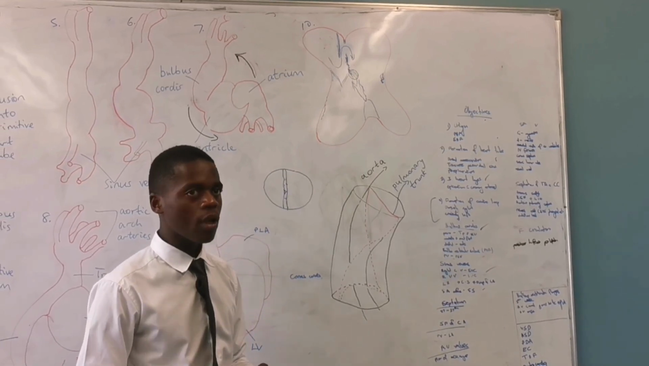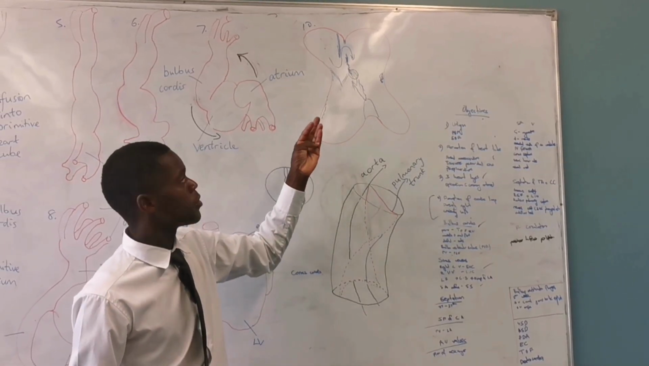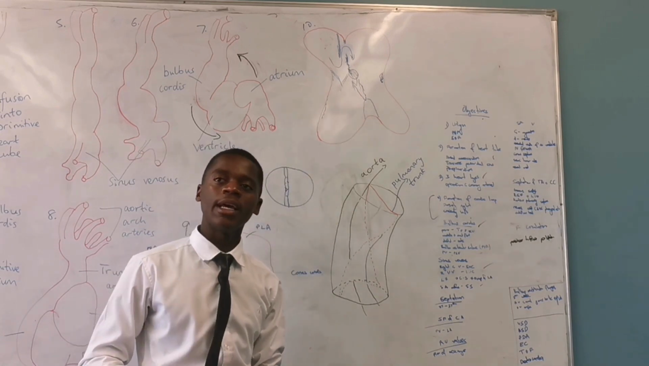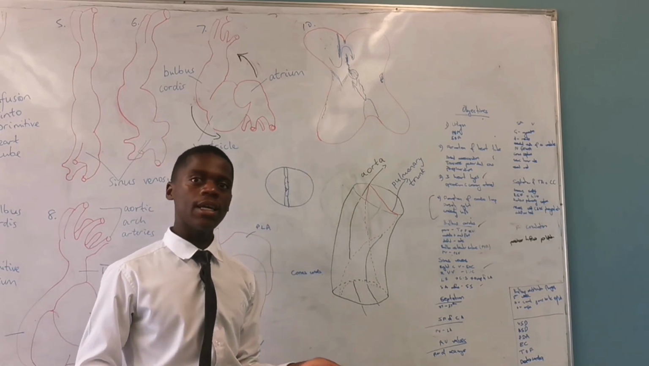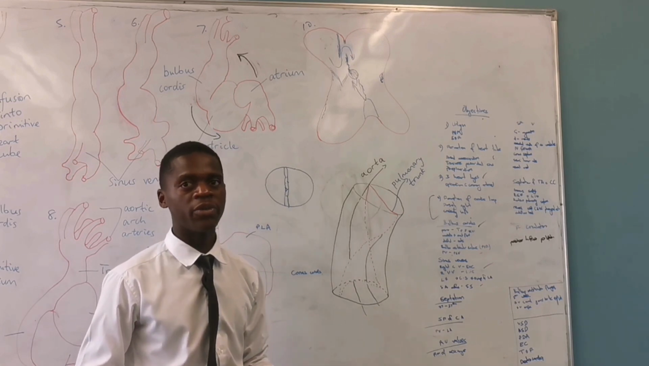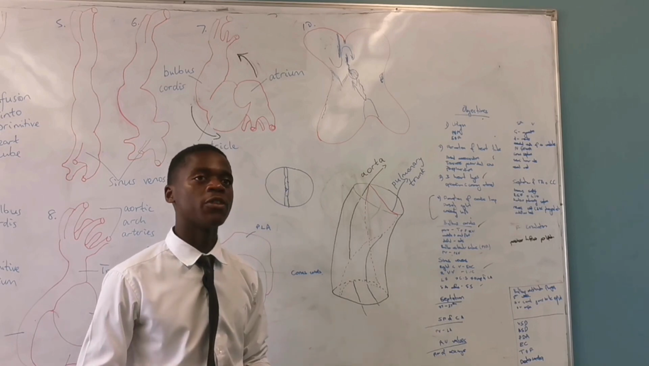Right? So, still on valves, we have the right atrioventricular valve and the left atrioventricular valve. The right atrioventricular valve, we refer to it as the tricuspid valve. The left atrioventricular valve, we call it the bicuspid valve or the mitral valve.